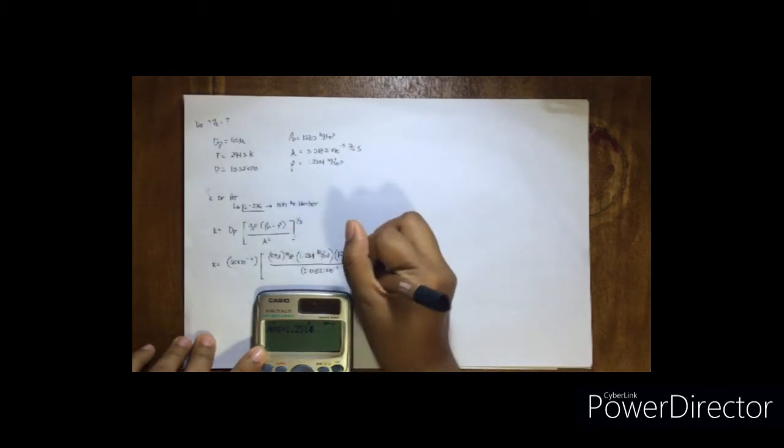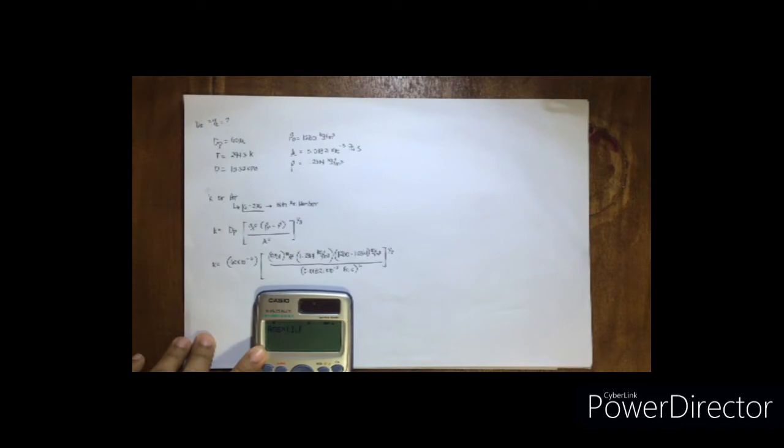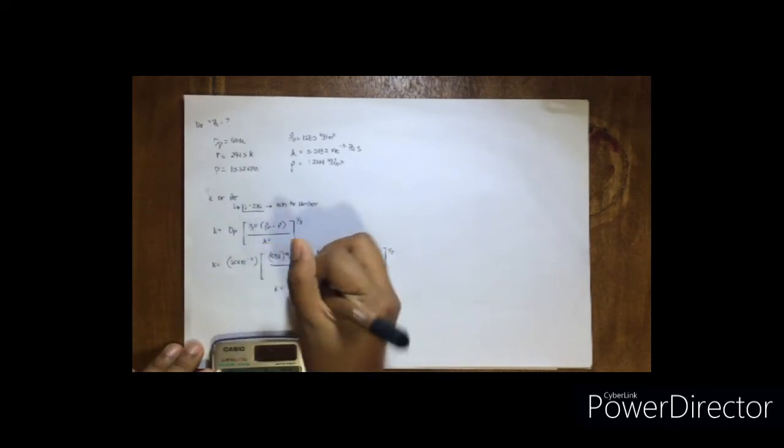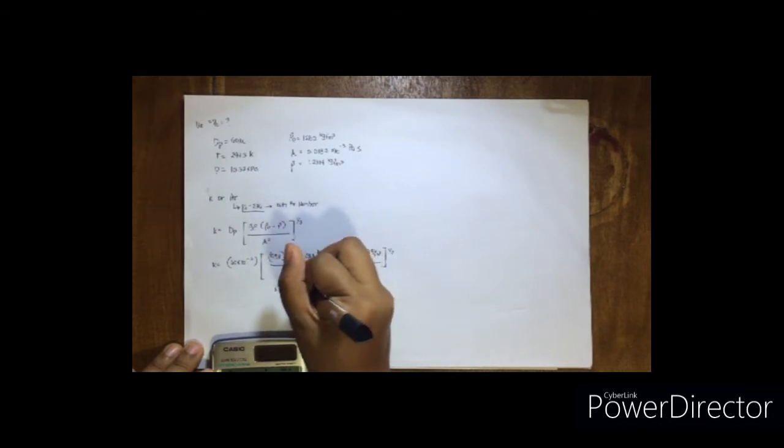So we will now input the values. This is squared. So the value of our K is 2.1589.